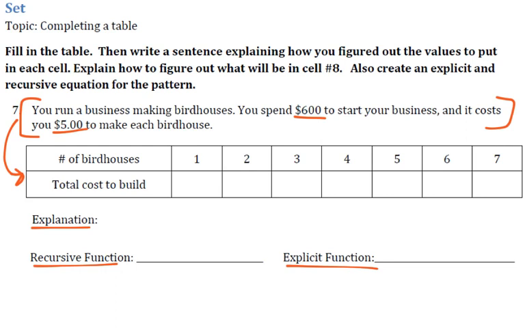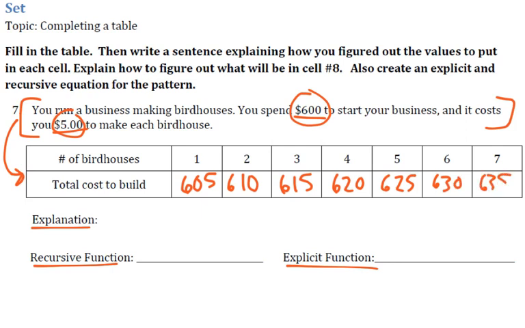Okay. So if I made one birdhouse, that would be the initial 600 plus 5, so it would be 605. If I made 2, well, 2 birdhouses would be $10, right? 5 plus 5, plus that 600 would be 610. If I made 3, 615. 620 for 4. 625 for 5. 630, 635. Okay, how would we figure out what's going to be in number 8? Well, we're just adding 5, right? So add 5 each time.